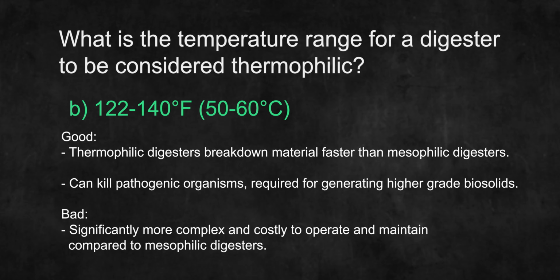Another advantage of digesting sludge at this higher temperature is that it will do a better job of destroying pathogenic bacteria, which is required if you want to produce Class A biosolids, which can be used as fertilizer based on current EPA guidelines for land application with no restrictions. With that said, a disadvantage of thermophilic digestion is that these digesters require more attention and resources. For this reason, most treatment plants prefer to use mesophilic digesters because they're easier to operate and maintain.